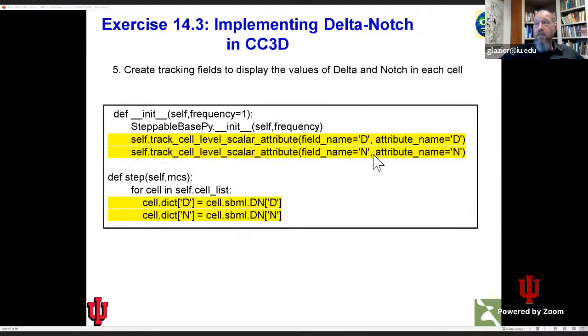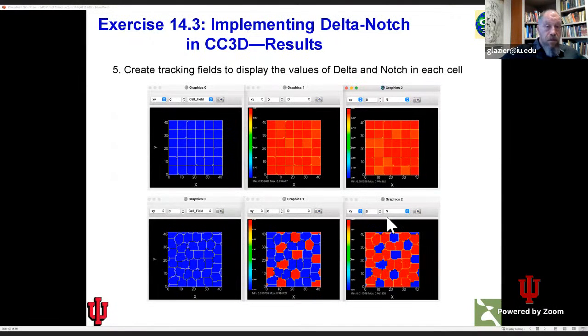I create a tracking field for D, a tracking field for N. As usual, I have to copy the values from the dictionary entries for the submodel into those for the cell to get the tracking field to work. And I'll get something that looks like this. Initially, I'm going to get D and N both being large, between 0.9 and 1, because that's where I set it.